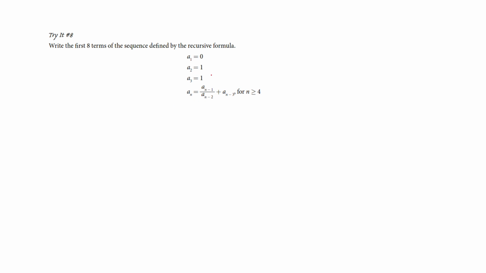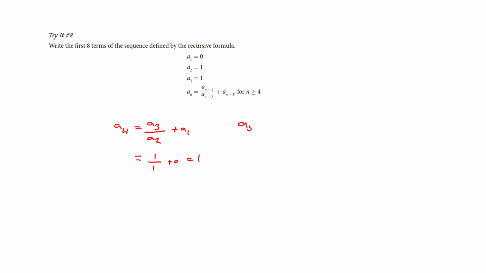Okay, so we have a more complicated one. Oh, look, yeah, this one requires us to go 3 back. So the recursive formula is telling us we're going to define it based on the previous iterations. So we need A4. We've got the first 3, so we're going to start with A4. So that's going to be dependent on A3 over A2. See what I'm doing here? Taking away 2 iterations plus A1, going all the way back 3 iterations. So I've got 1 over 1 plus 0 is going to equal 1.